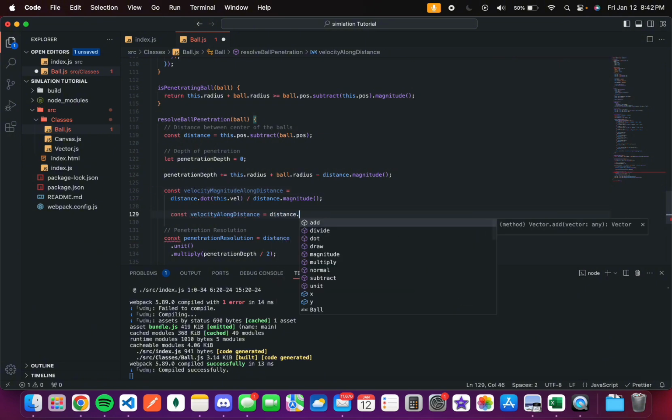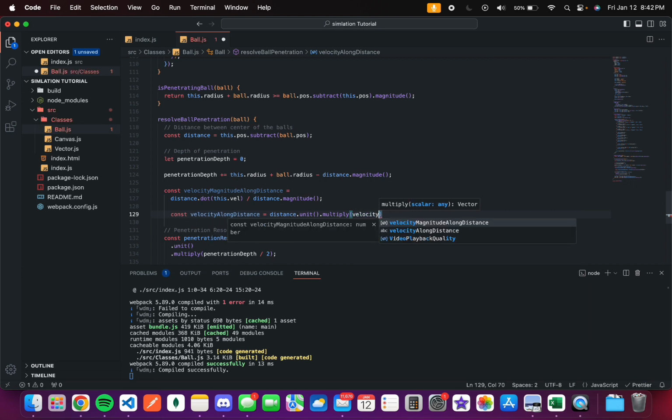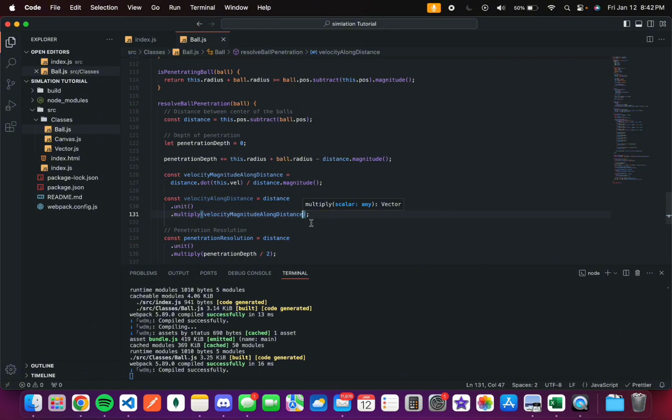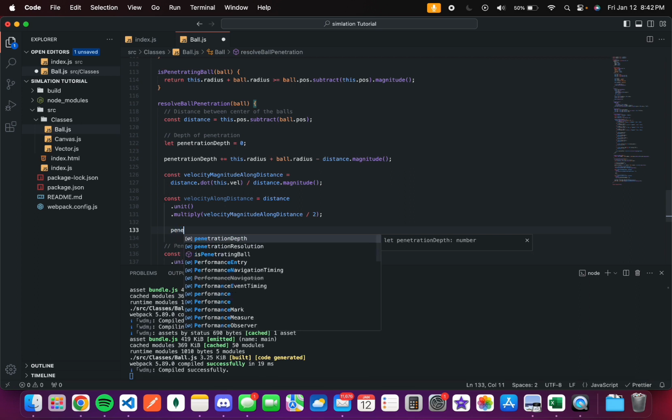So we do distance dot unit. So it's in the same direction as the distance, but then we multiply it by the velocity magnitude along the distance. And I believe we can also divide this by 2. And then we just add it to the penetration depth.